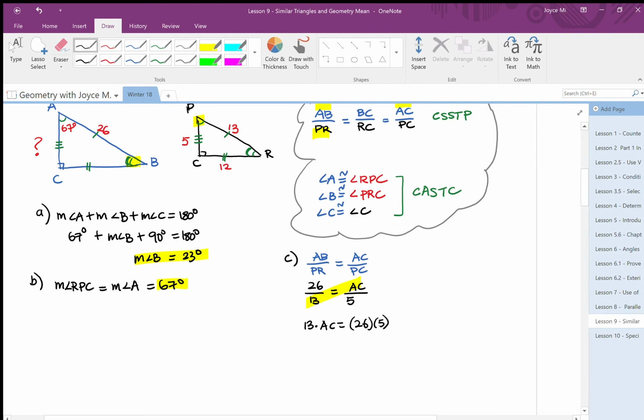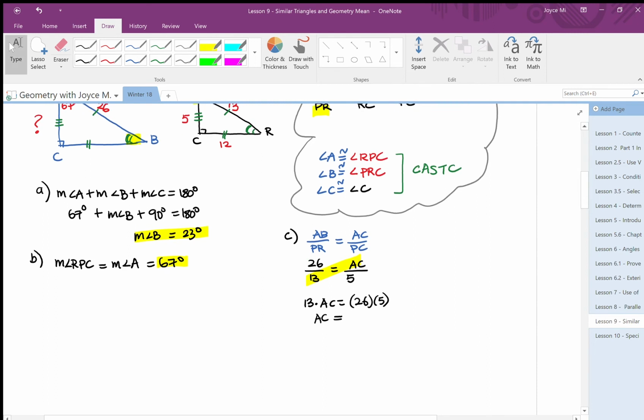Then I divide both sides by 13 to solve for AC. So AC is equal to 26 times 5 divided by 13. I'm just going to give you the answer here. You can take out your calculator, but when you calculate it, you should get 10. This is 130 divided by 13, that's 10. So AC is 10. Okay, I found AC.